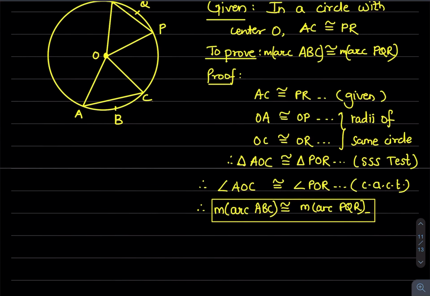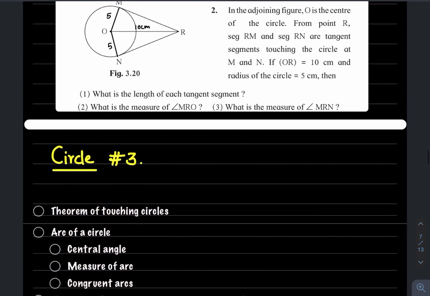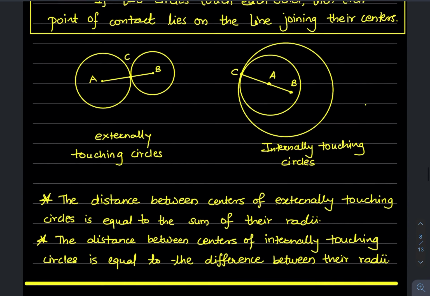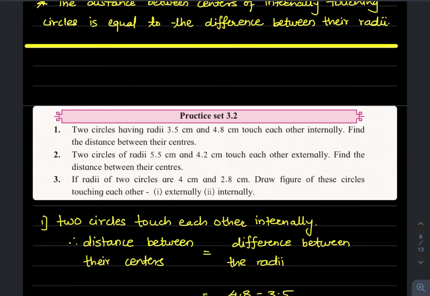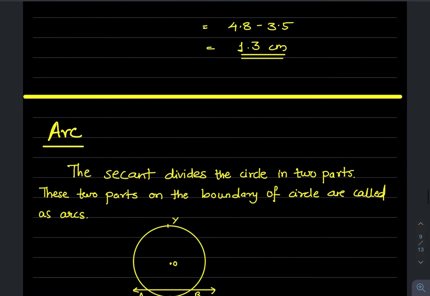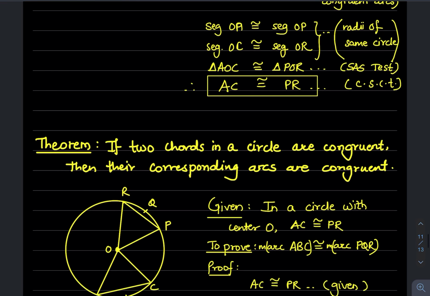So here is the end of this video. We have covered all the topics discussed above, that is the theorem of touching circles, arc of a circle, central angle, measure of arc, congruent arcs, and theorems of congruent arcs and congruent chords. The remaining problems of this problem set we will discuss in the next video, problem set practice set 3.2, and also some problems of practice set 3.3 will be discussed.